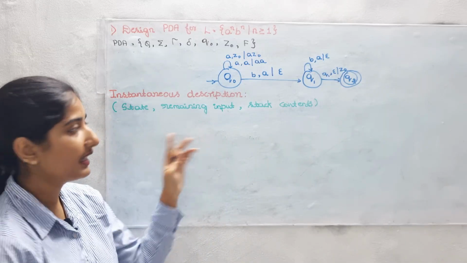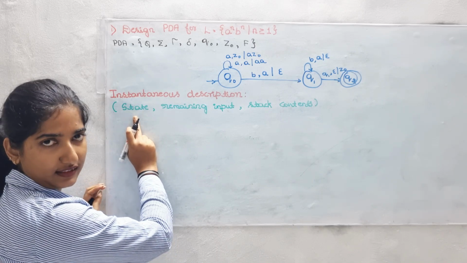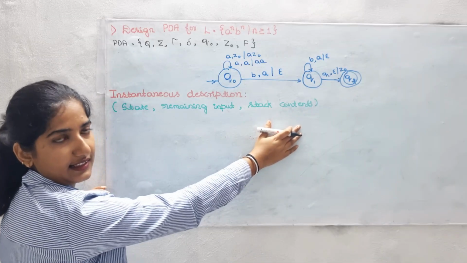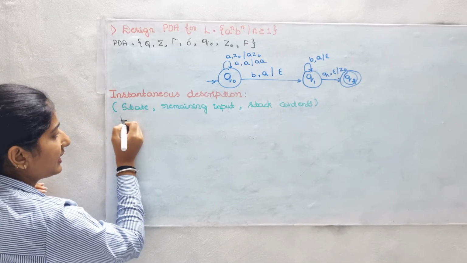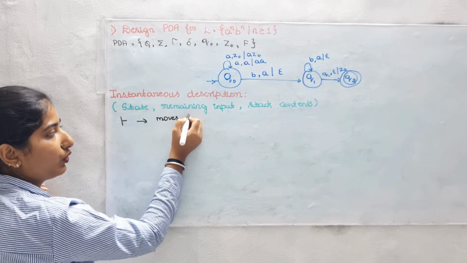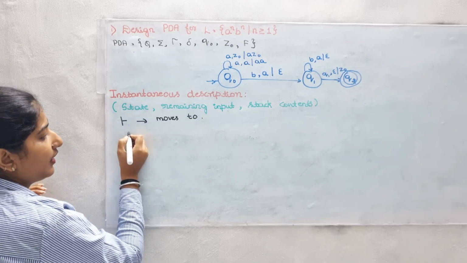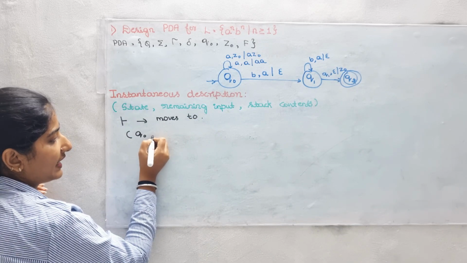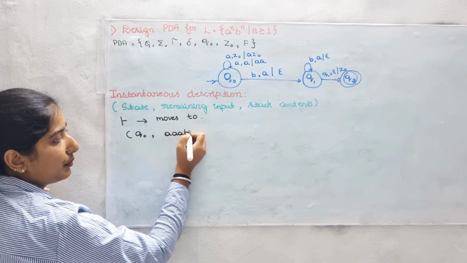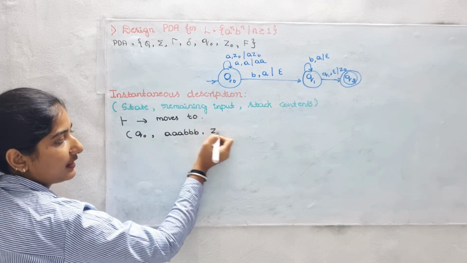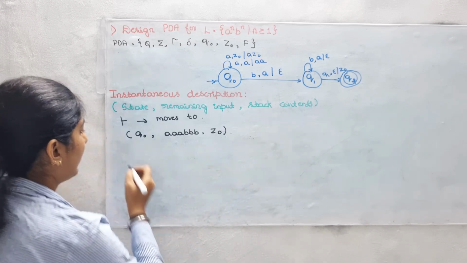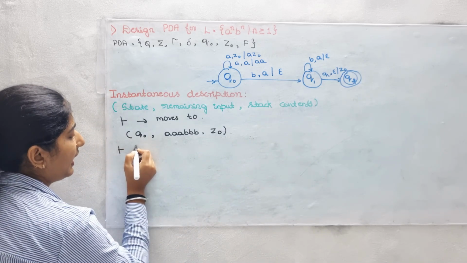So what does it tell? It gives the current state, remaining input and stack contents. We have to represent this with the help of this symbol, which means moves to. Starting, we have Q0 as the state, the remaining input, let us take it as A A B B, and the stack content at the initial stage should be Z naught only. After that, we have to use this symbol and write.